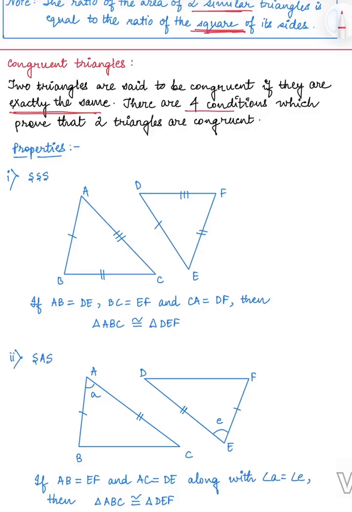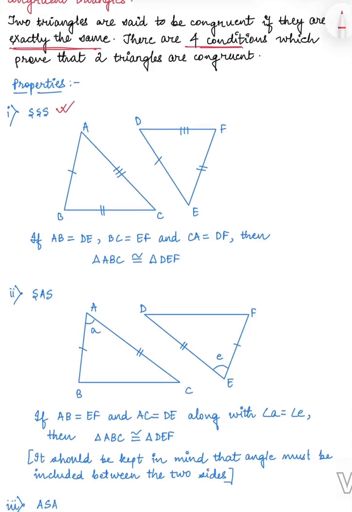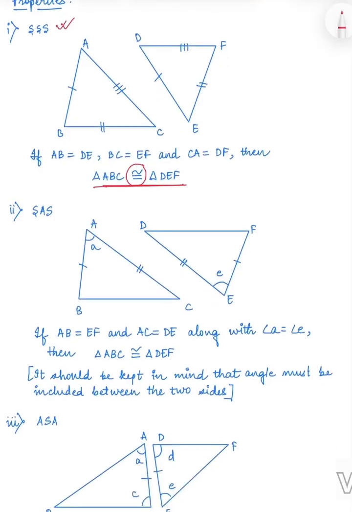Now similarly we have 4 conditions to prove that. The first is SSS. That is, if all the 3 sides are equal to the corresponding 3 sides of a different triangle, then they are congruent, and this is the sign. The second is SAS. What does that mean? That means that here AB is equal to EF, AC is equal to ED, and angle A is equal to angle E. But keep this in mind that the angle must be the one which is included between the 2 sides. This is an important note.